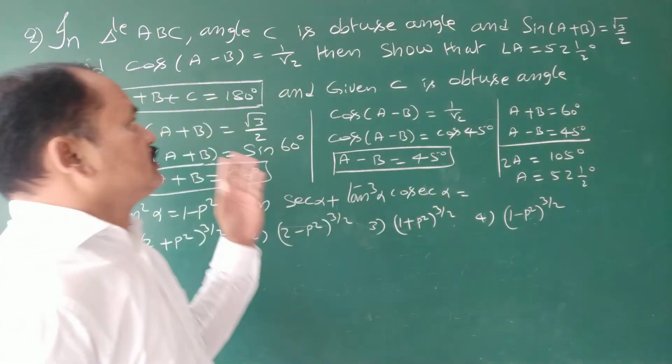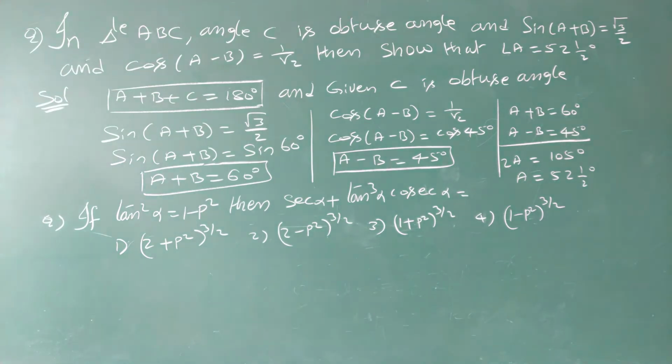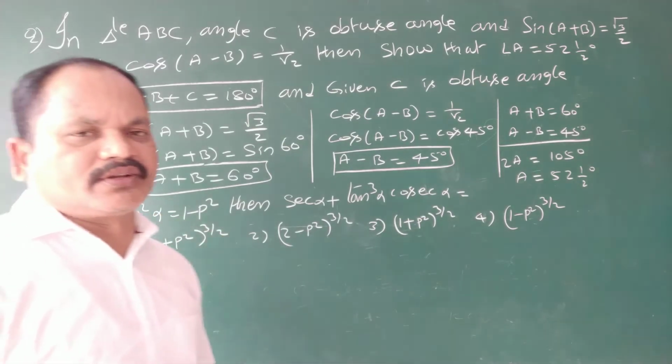Now the question is, in triangle ABC, C is obtuse angle and sin(A plus B) is root 3 by 2 and cos(A minus B) is 1 by root 2. Then show that angle A is 52.5 degrees. Now solution for this one.